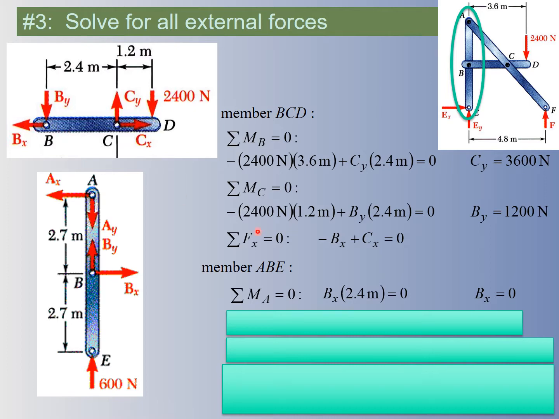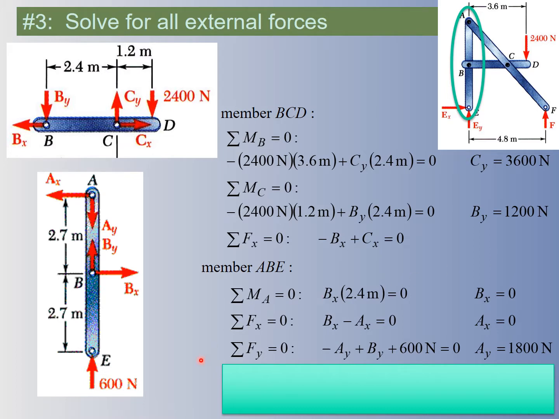If BX is 0, what's CX? That means CX is 0 too. So that simplifies things quite a lot. Okay, so we have BX is 0, that means AX is 0, and CX is 0. We don't have anything going on in the X direction for this one. For the Y direction, we have 600, and then we have 1200 that we solved for. So AY is going to have to be 1800 newtons, and it's going to be coming down.